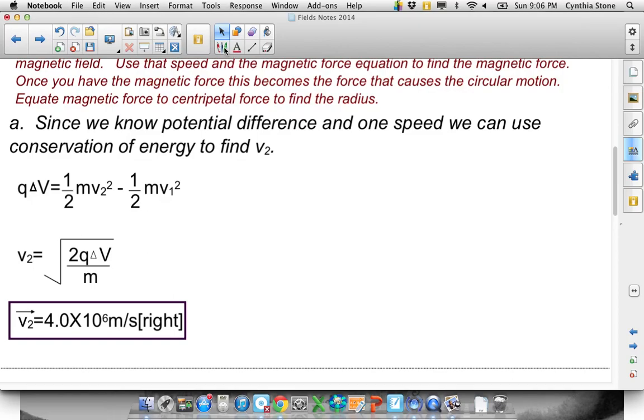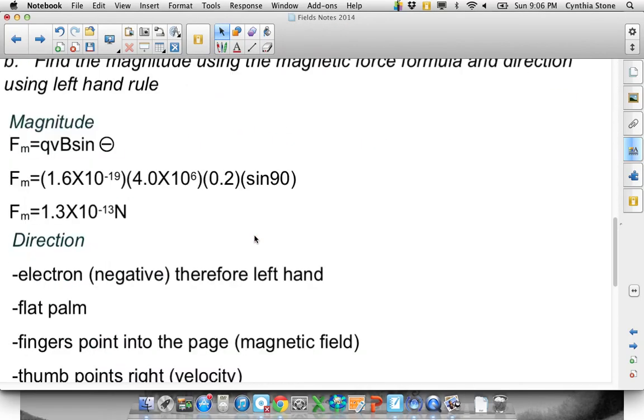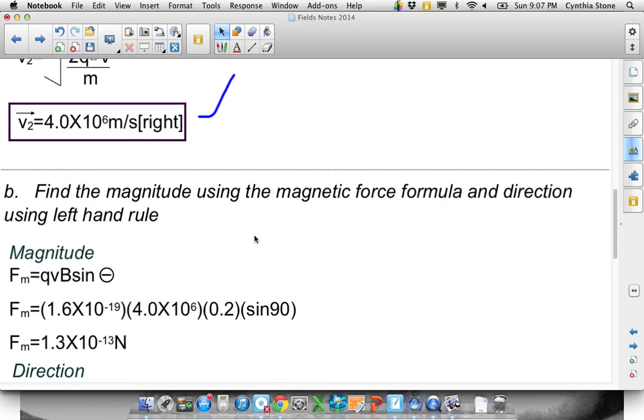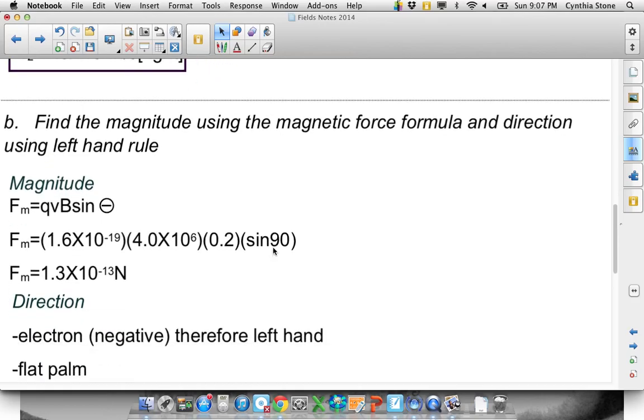Typical number, I'm going to check mark that, by the way, because 4 million meters per second for an electron is not that unusual. Okay, magnetic force.